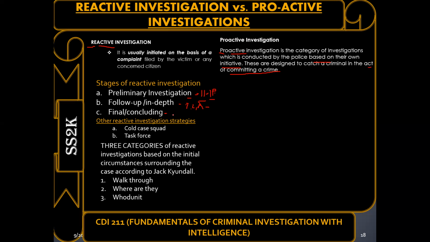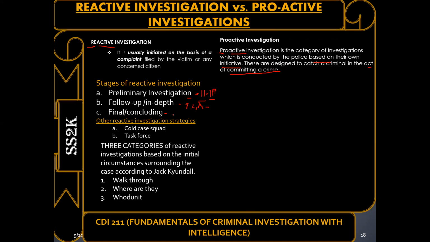Kailan daw masasabi na yung kaso daw ay walkthrough? Kapag ka madaling na-solve yung kaso at agad-agad na-determine at na-locate ng detective yung pong tao na gumawa ng krimen, ang tawag daw doon ay walkthrough. Ayan, no? The walkthrough is a type of investigation in case wherein the suspect is easily determined and located and the detective must only observe legal guidelines to reach a solution.